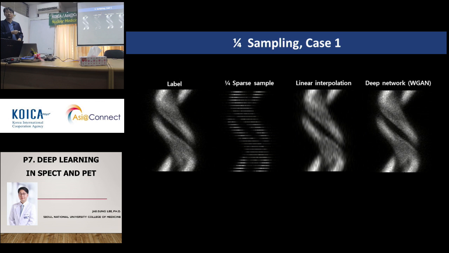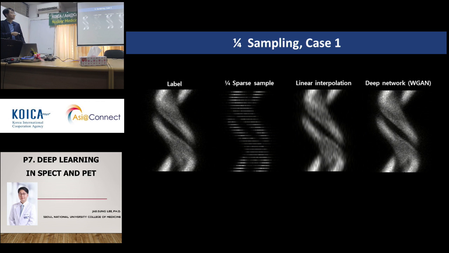So let me show you some more data. This is the 25% undersampled data. I mean, this was the fully sampled data, the original sinogram, and this is four times undersampled data. So it means that we can acquire this data by using about 25% of the scan time. If this takes about 20 minutes, it just takes 5 minutes.